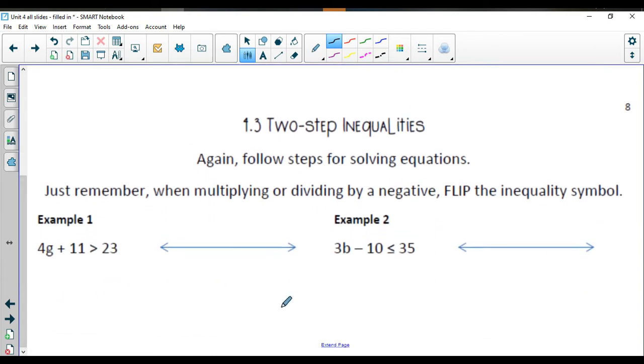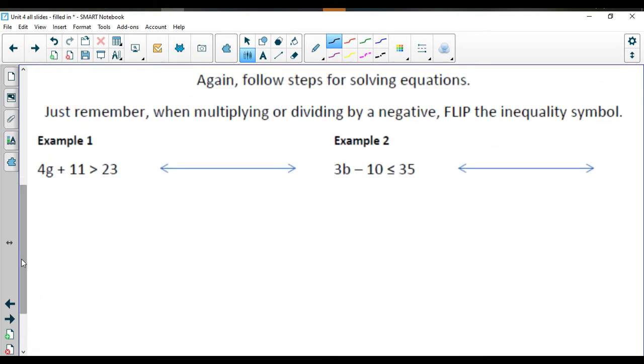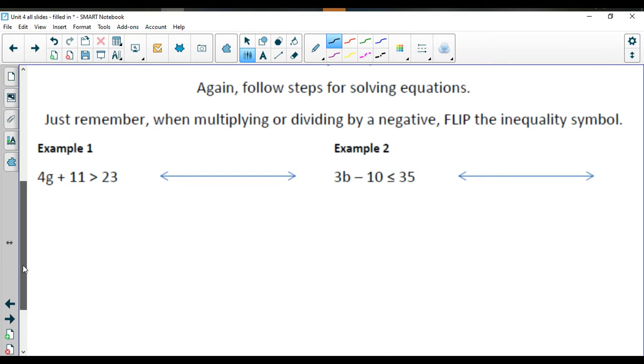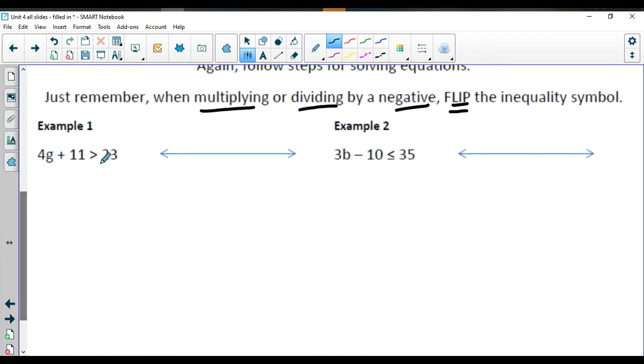So again, we're going to be following the steps for solving equations. We're still going to undo the addition or subtraction first, and then we will undo the multiplication or division, just like we've been doing throughout. The only difference is when we multiply or divide by a negative, we need to remember to flip our inequality symbol. So in the first example, we're going to drop our line down.